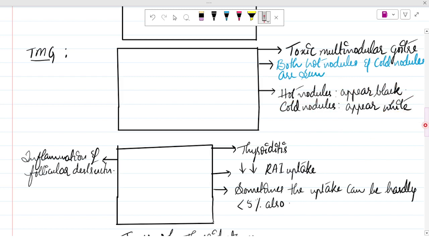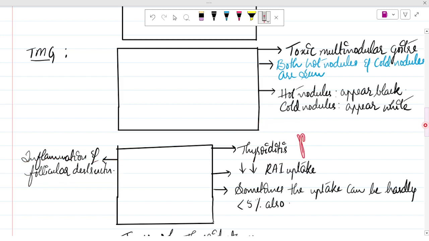Now we come across one more important condition, called thyroiditis. Any name which ends with itis means inflammation. Remember: appendicitis, colitis, ulcerative colitis, esophagitis, gastritis. So anything which ends with itis is inflammation. So thyroiditis means inflammation of the thyroid with destruction of the follicles. That is how thyroiditis is defined.